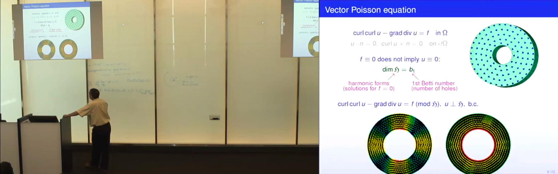And the problem we should have been solving is curl u minus grad div u is f modulo that kernel, because we can't do anything else. If f is not orthogonal to that kernel, there is no solution. And what's more, we would not have a unique solution unless we insist that u be orthogonal to that kernel. So this problem is well posed with that one-dimensional kernel.